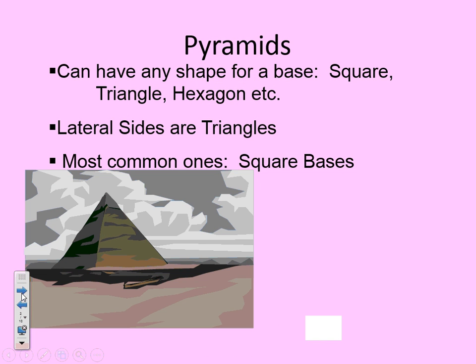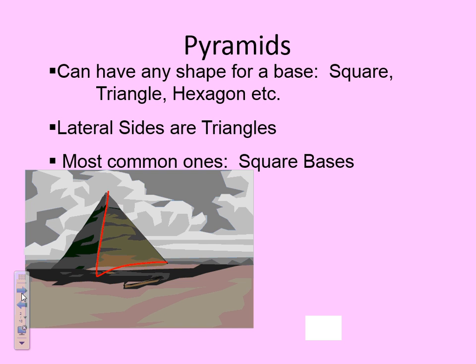So let's first talk about pyramids. And if you want to write down just a general piece of information about pyramids, you could do that on the inside of your pyramid page. But we're talking about pyramids being able to have any size or any shape for a base. So square, triangle, hexagon, pentagon, whatever. But the sides of that pyramid coming up to meet at that point, they will always be triangles.